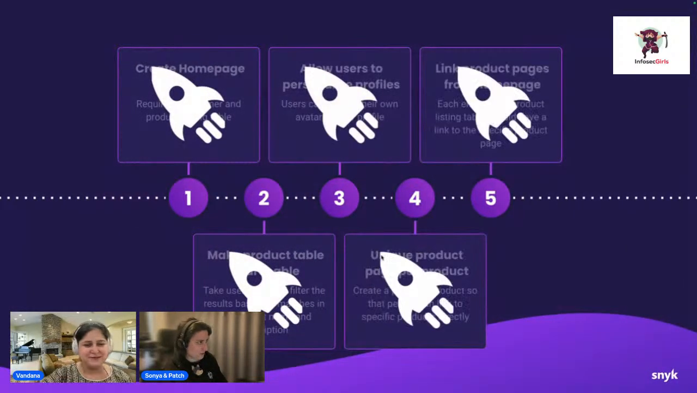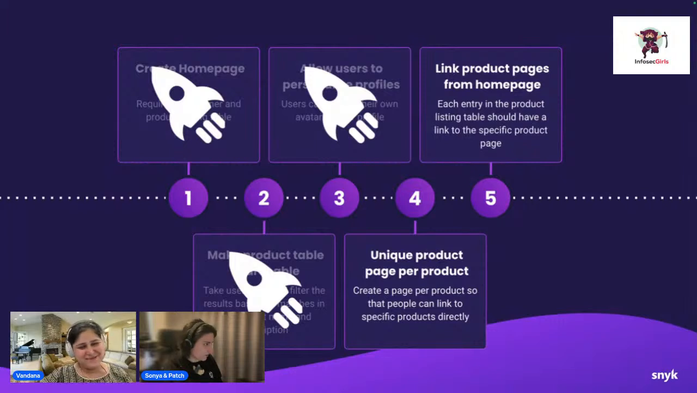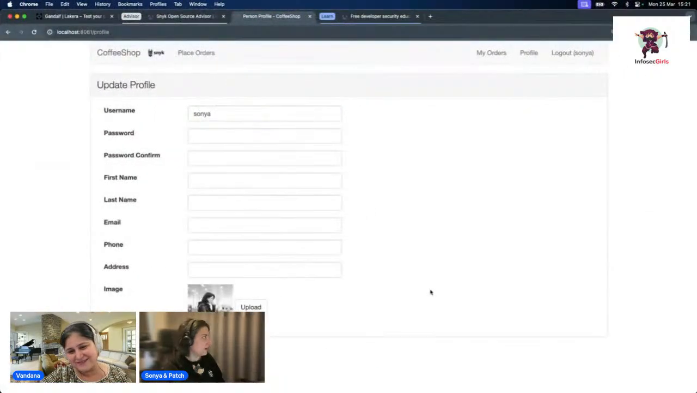Cool. Ship it. So we have two more to ship before finishing exploiting this application. So here we want to have unique product page per product, and we want to link product page from homepage. Cool. Let me go back.